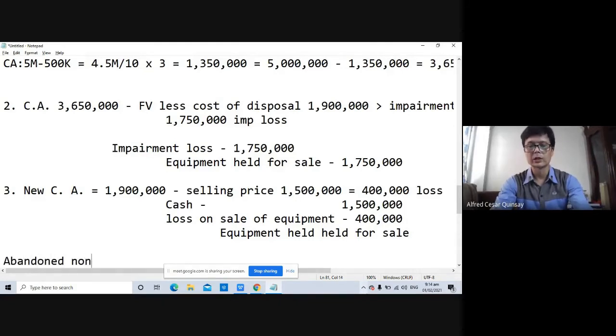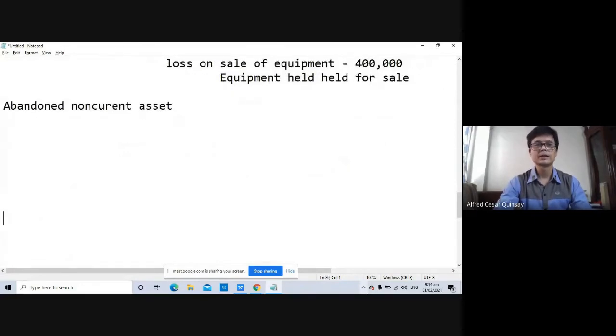Okay, abandoned non-current asset. So, PFRS number 5, paragraph 13 provides that an entity shall not classify as held for sale a non-current asset or disposal group that is to be abandoned. So, ibig sabihin, kung i-abandon nila yon, hindi nila pwedeng i-classify as held for sale. Magkaiba kasi yung held for sale kaysa doon sa abandoned, no? Abandoned, ibig sabihin, abandoned asset na yan. Hindi mo naman talaga ibibenta yan.